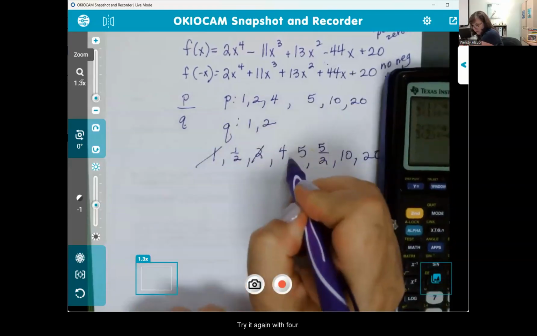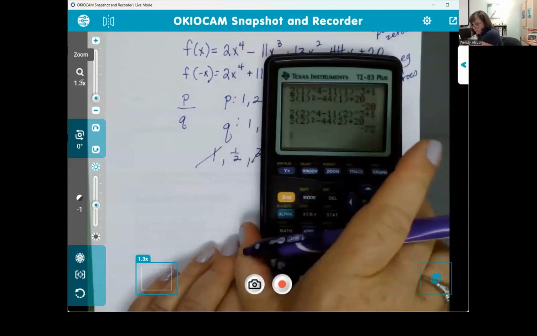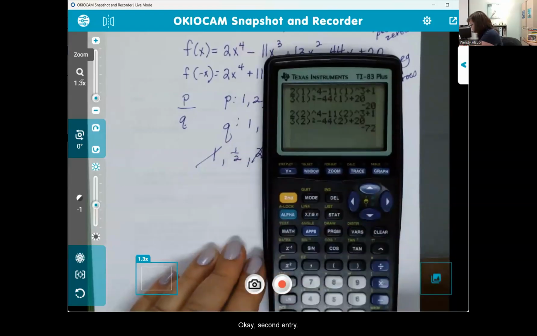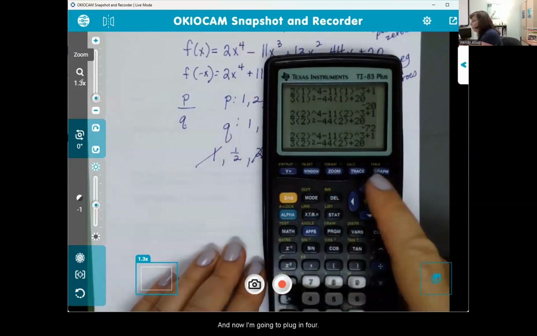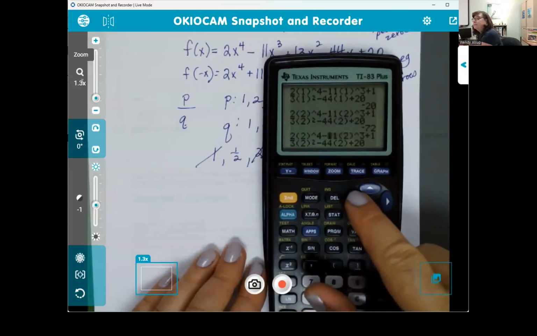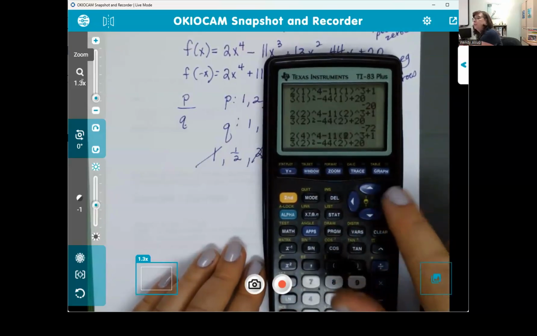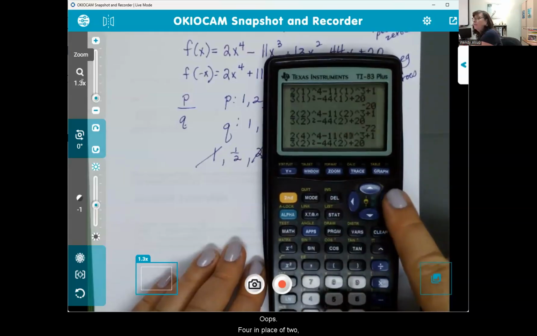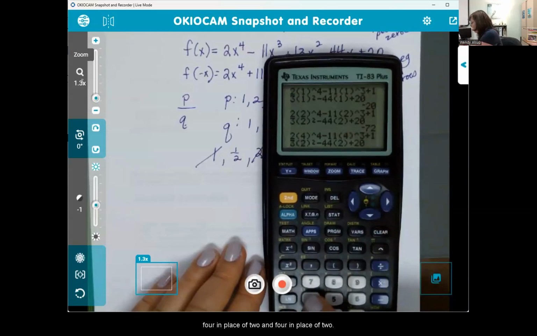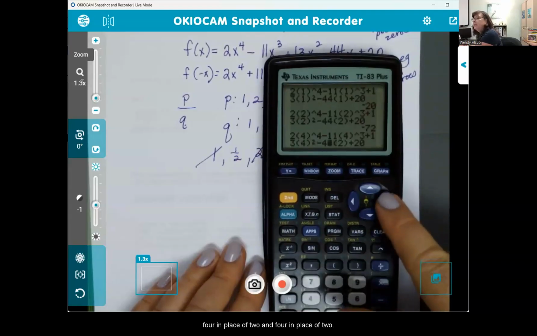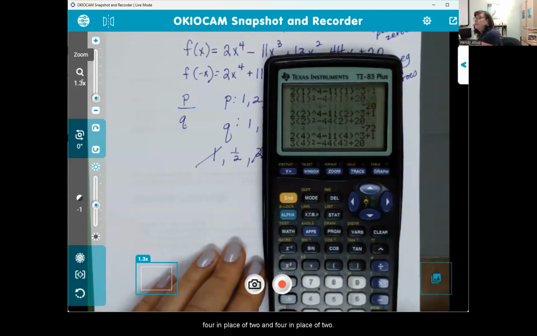Cross out 2. Try it again with 4. Okay, second entry. And now I'm going to plug in 4 in place of 2, 4 in place of 2, 4 in place of 2, and 4 in place of 2.